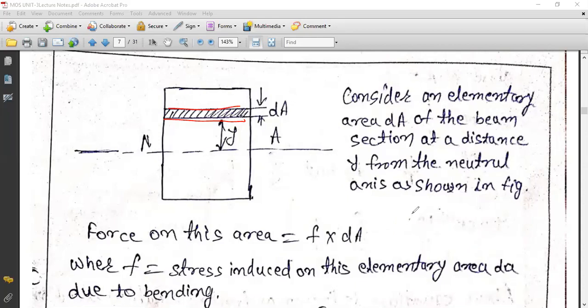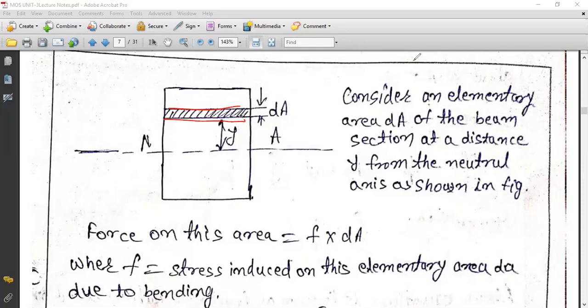Force on this, what is stress? Stress is equal to capital F upon area of cross section. So here F is equal to capital F upon A, that is, capital F is the force. So force on this area means this area you have to find out. Force on this area is F into dA. Why? Because we are taking dA, because the area of this portion is dA. So force on this area is F dA.